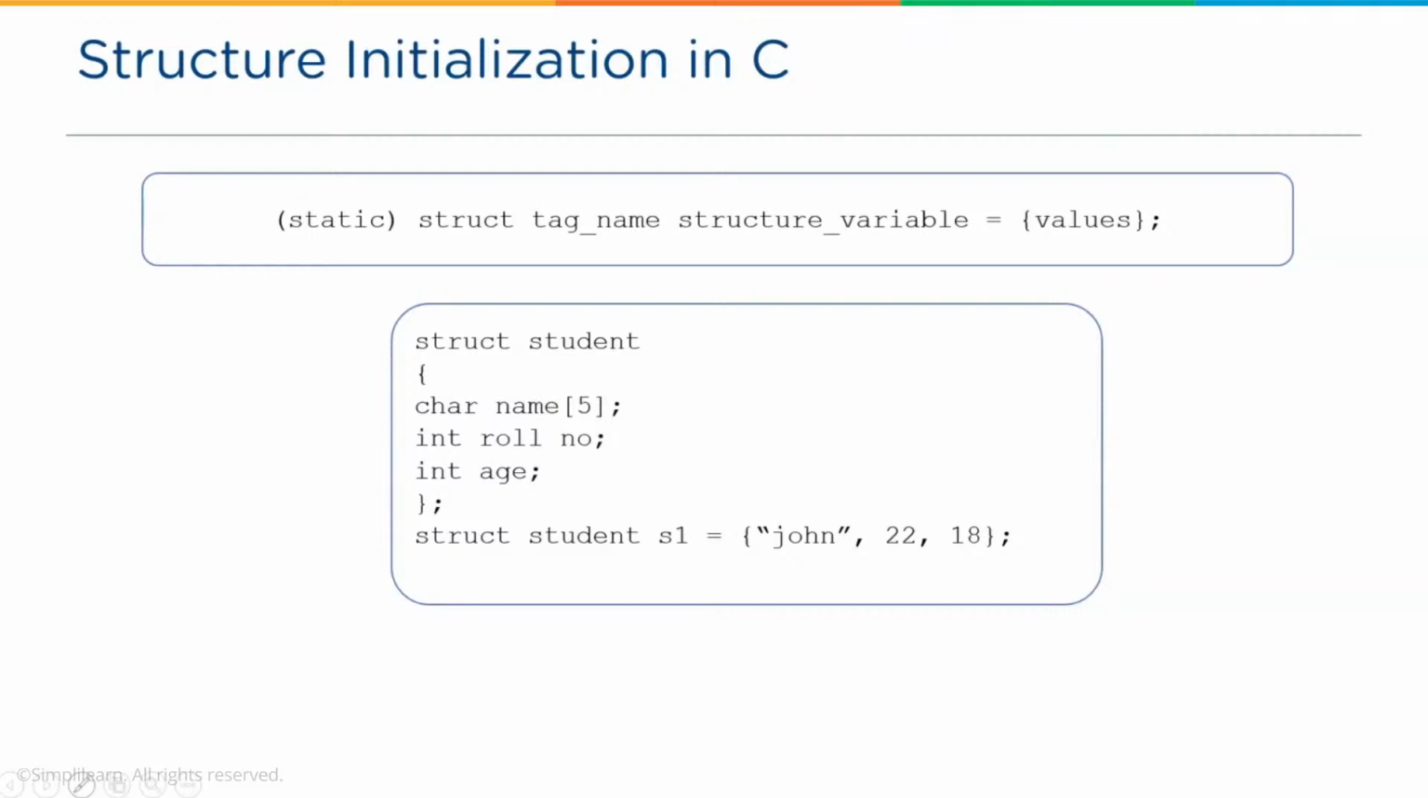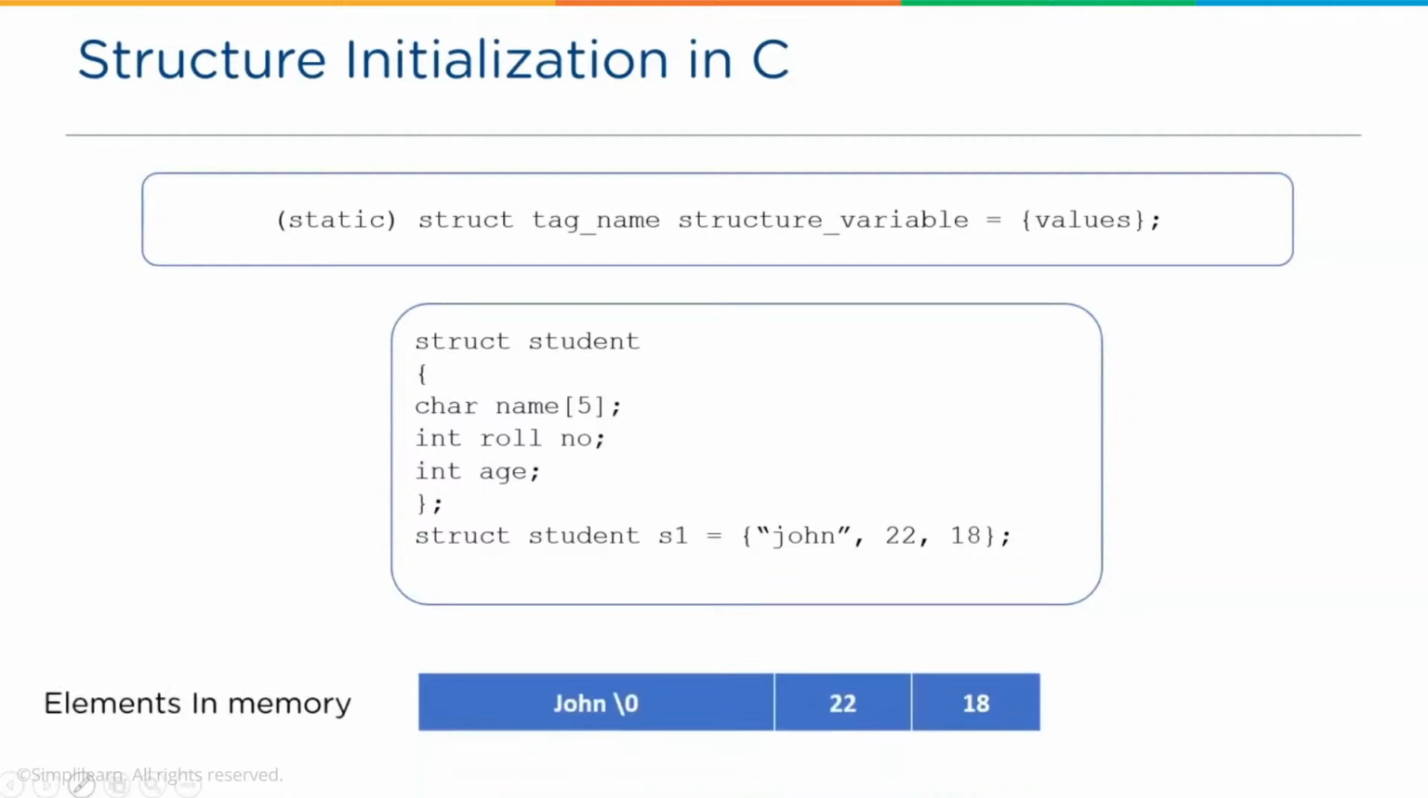Now that we know how to declare and initialize structure variables in C, let's see how the structure elements are stored in the memory. As we know, char takes 1 byte of memory space. So, according to the size of the string, the characters will occupy memory. In structures, the memory is created once the structure variable is declared.